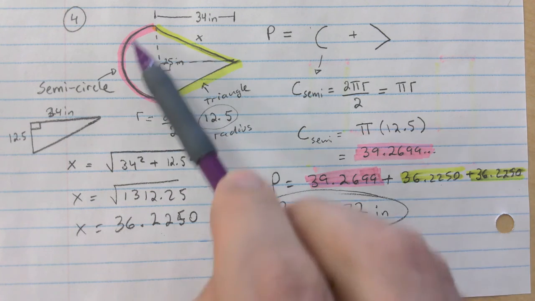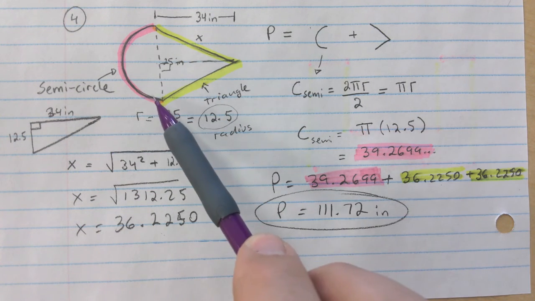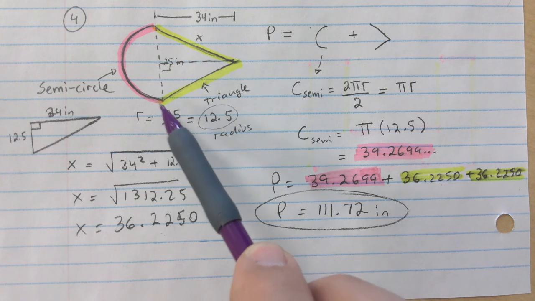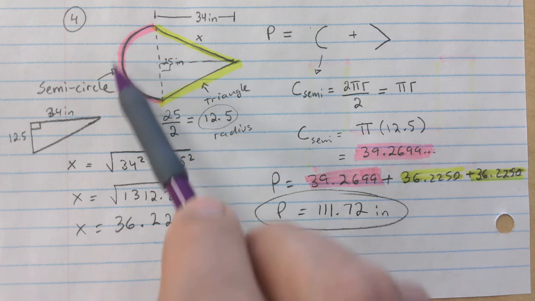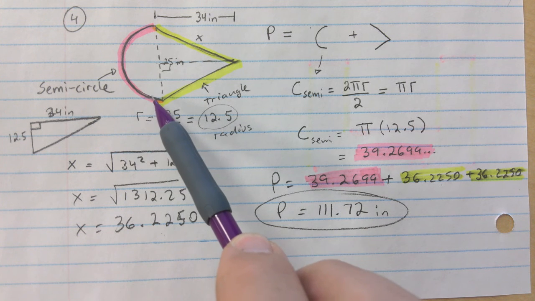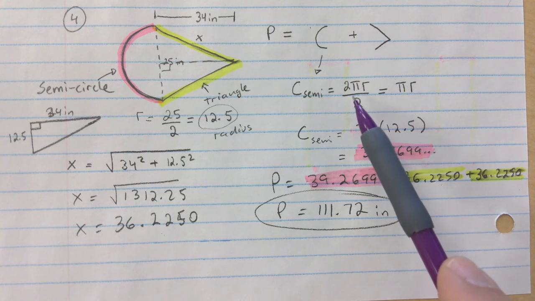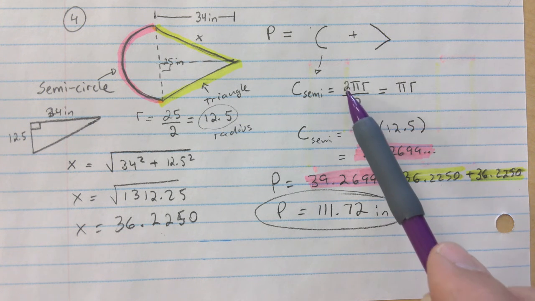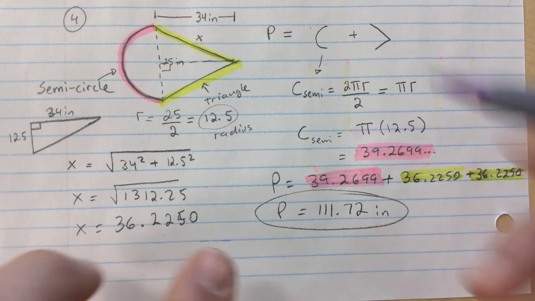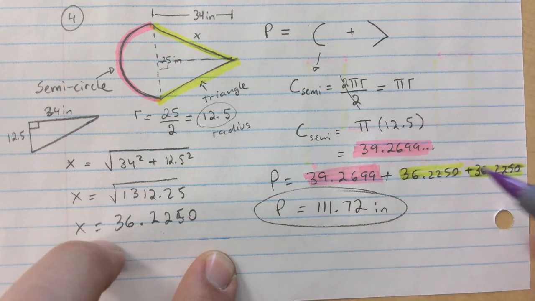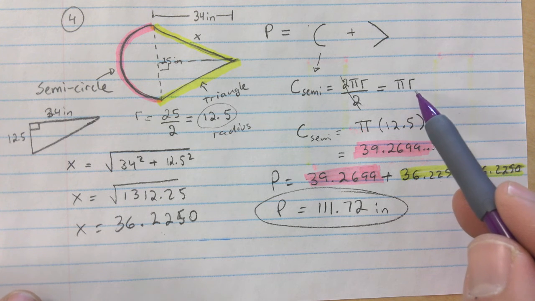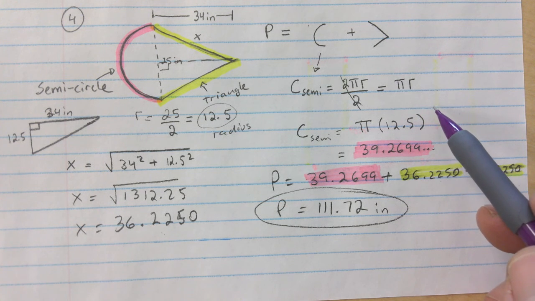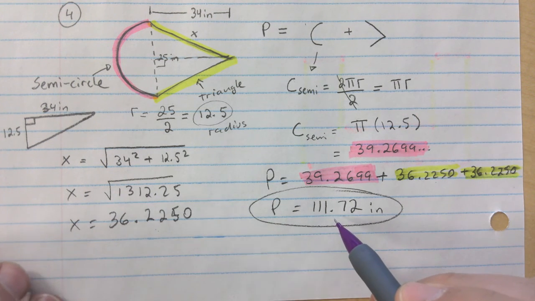Okay, so we found the distance around. So half a circle, right? We have to use the circumference formula, which is 2 pi r. But instead of 2 pi r, we divide it by 2, so these really cancel out. If you want to do this in your notes, for a semicircle, we just go pi r. Okay, so that's your perimeter.